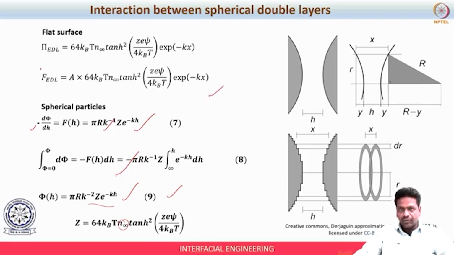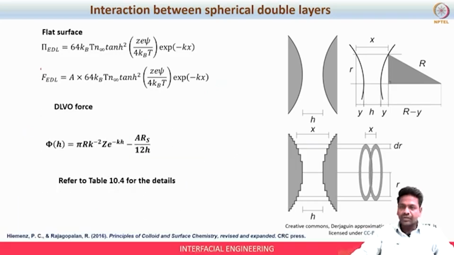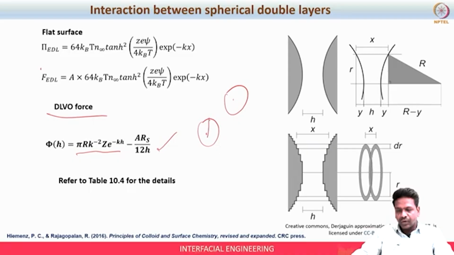Right. So now what we have to do is look at what is known as the DLVO force. You know that DLVO force is nothing but the sum total of electrostatic repulsive plus van der Waals attractive force. So that is exactly what we have written here. This is the electrostatic repulsive force we just obtained for a spherical double layer, for two spheres of the same radius. Here R1 and R2, so R1 equals R2.